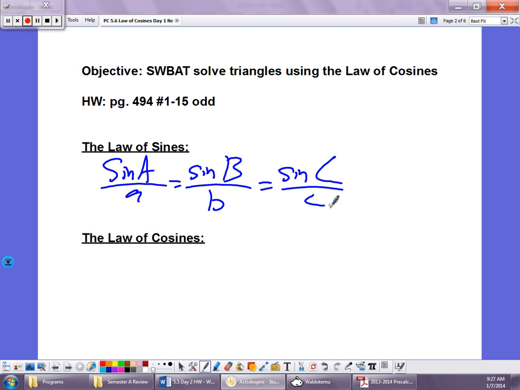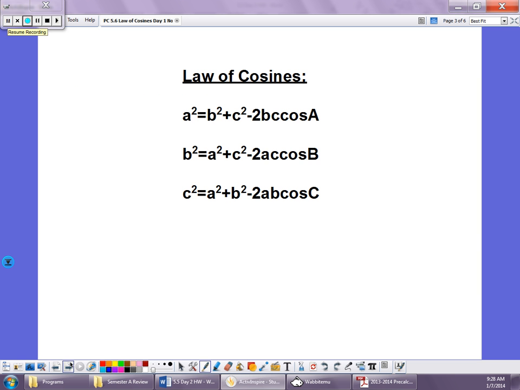Like I said, I'll put this up on Edline, just a picture of it, and I'll print it out if I have time in class. So the law of cosines is what we're learning today. All right? So here are the equations.